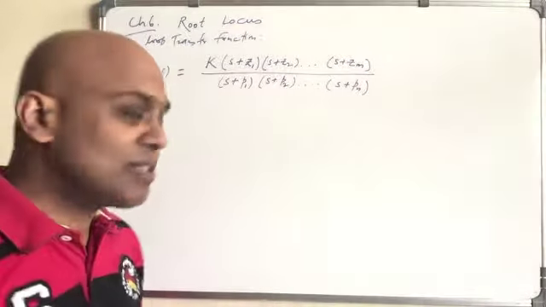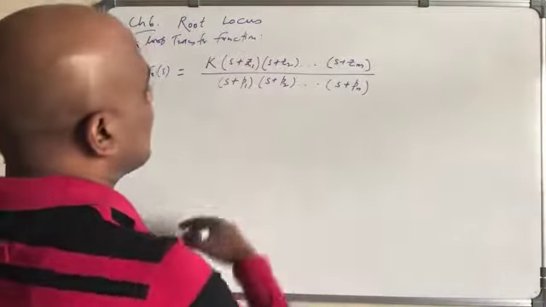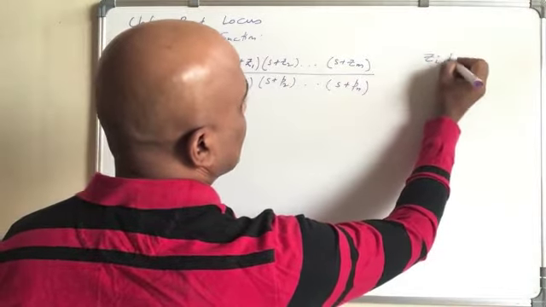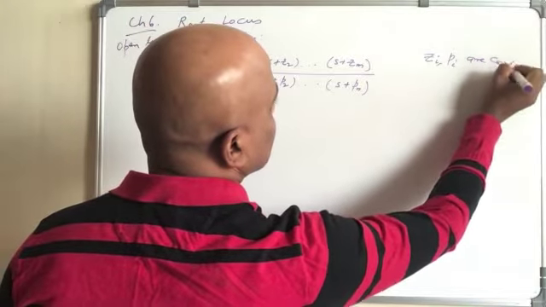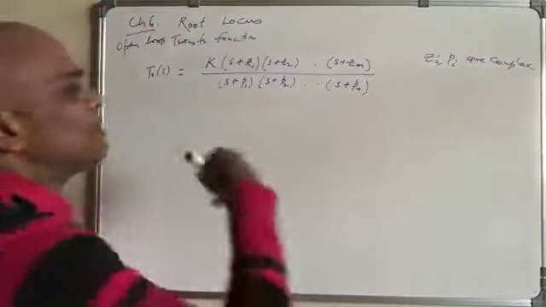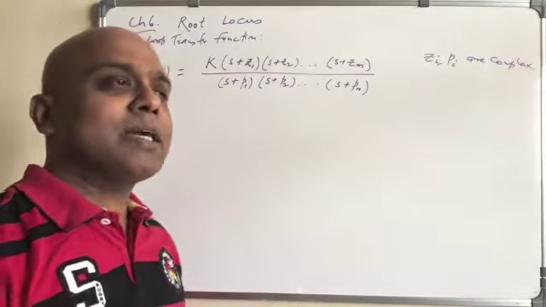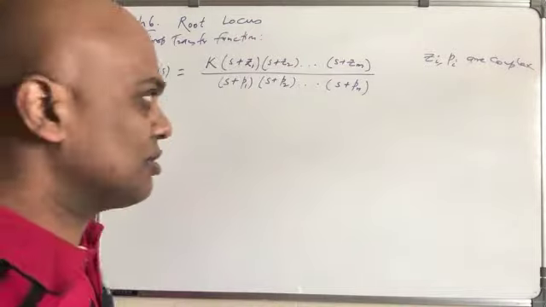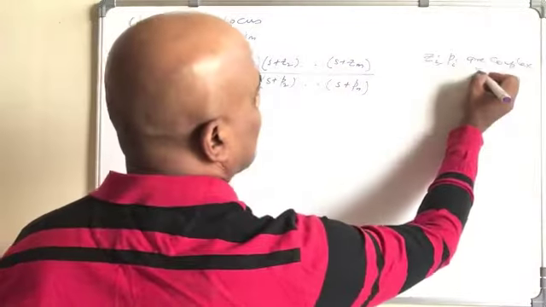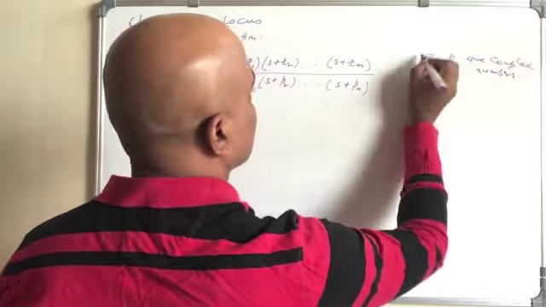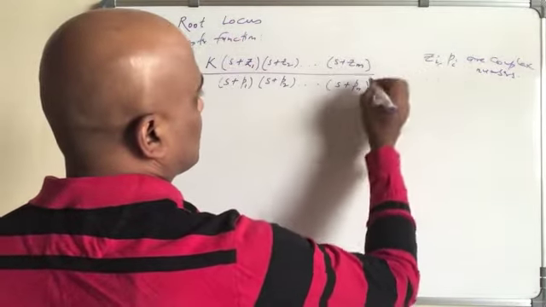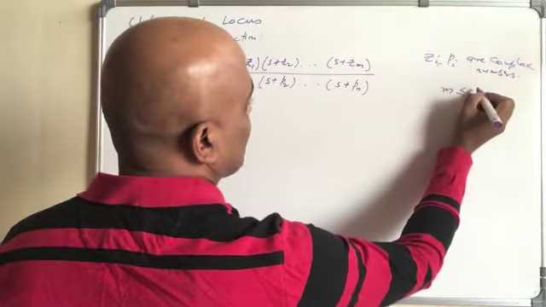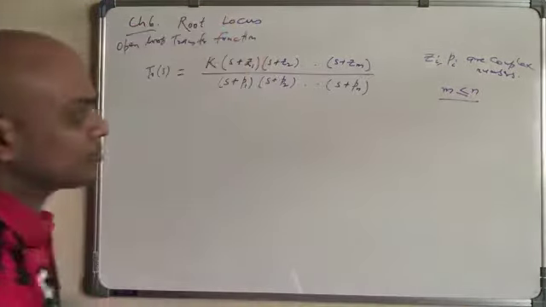We can write it like this, where Zi and Pi are complex in general. They could be purely real numbers, purely imaginary numbers, or a combination of the two. And also m is less than or equal to n.